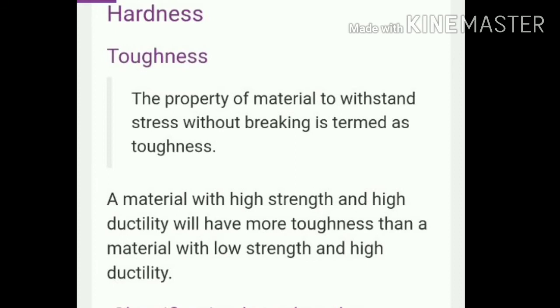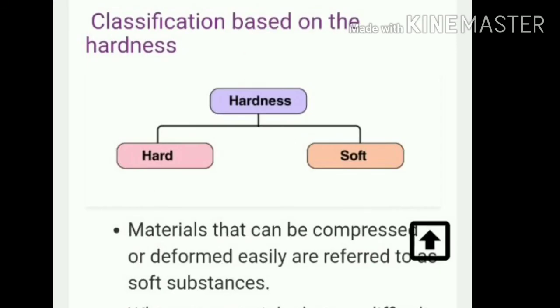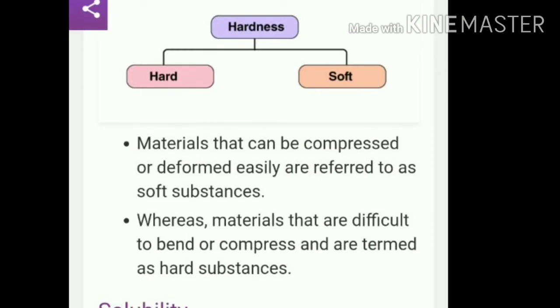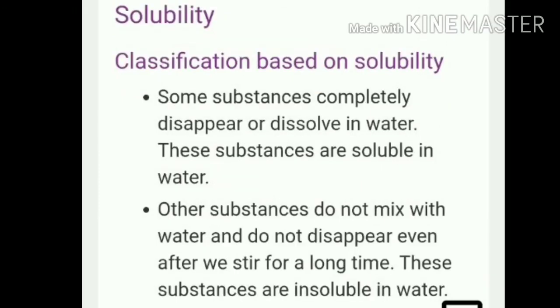So how can we classify based on hardness? We are going to classify hardness into hard and soft. The materials that can be compressed or deformed easily are referred to as soft material, whereas materials that are difficult to bend or compress are termed hard material. So now another property we will see, that is solubility.